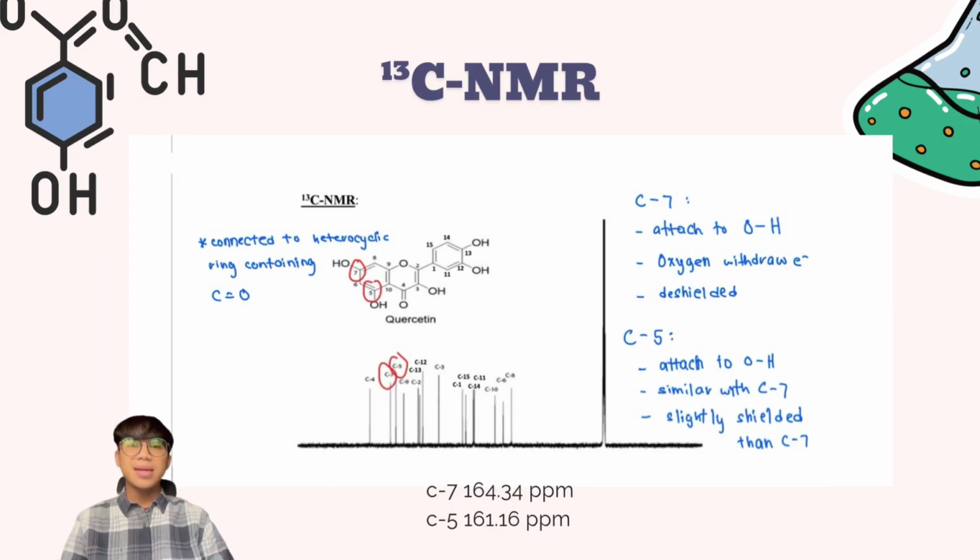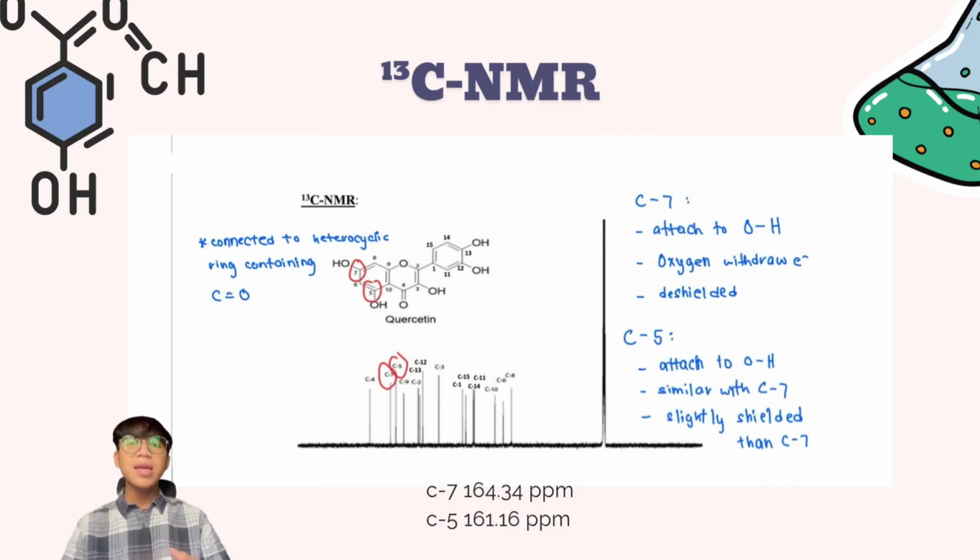The second carbon is carbon number 7 in the left aromatic ring. This carbon is directly attached to the hydroxyl group, where the oxygen withdraws electrons from the carbon, making the carbon have low density. This low density makes the carbon highly de-shielded and appear at a higher chemical shift, which is 164.34 ppm.